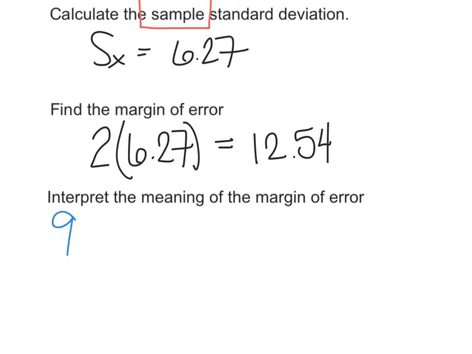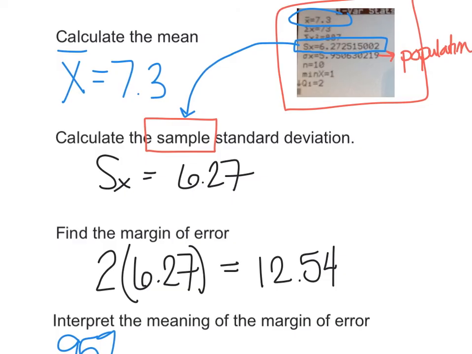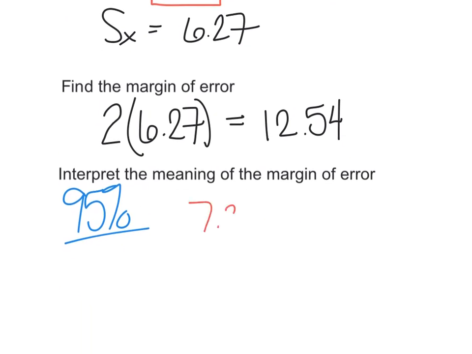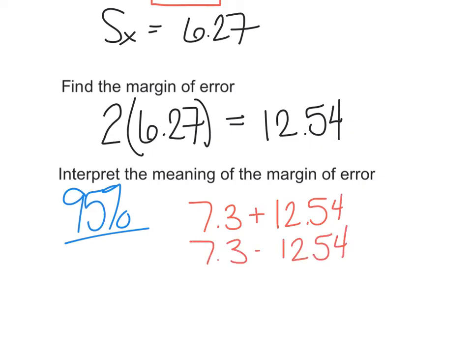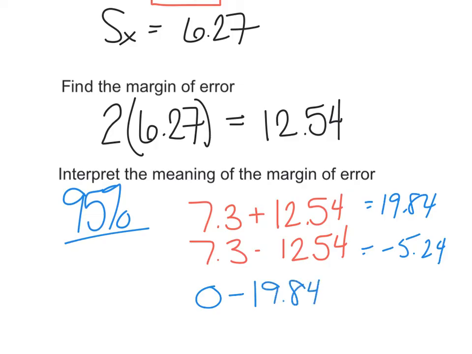Well, remember, the margin of error is 95% confident. So I'm going to take that mean, which was 7.3, and I'm going to add 2 standard deviations, also known as my margin of error, and I'm going to subtract 2 standard deviations, known as my margin of error. See, so I got a 19.84 and a negative 5.24. So since that lower bound is really a 0, I'm going to say I'm confident that anybody that falls between 0 and 19.84, I am confident in.